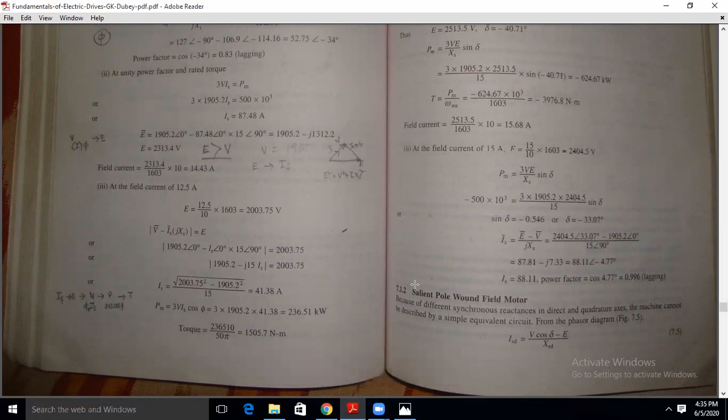Again, this is another type of synchronous motor. In this salient pole wound field motor, as we have discussed, the air gap is non-uniform, and it is employed for low speed applications. So this is the phasor diagram of the salient pole motor. In the same way, we need to derive an expression for the torque for the salient pole synchronous motor machine.